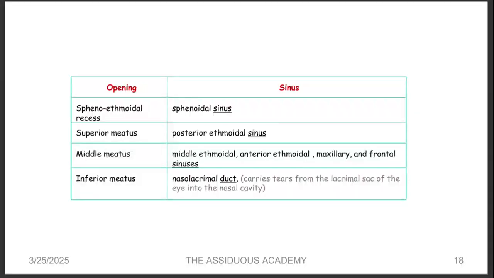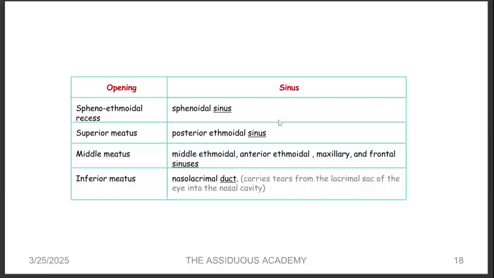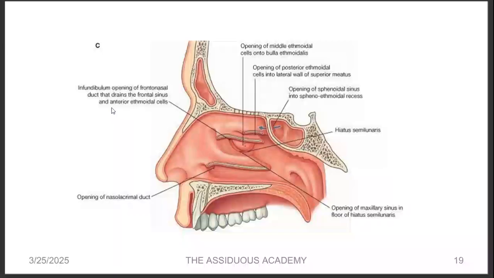So how do these drain? Let's start with the sphenoidal sinus, which you can see behind here. The sphenoidal sinus will drain into the sphenoethmoidal recess, which is the space just on top of the superior concha.